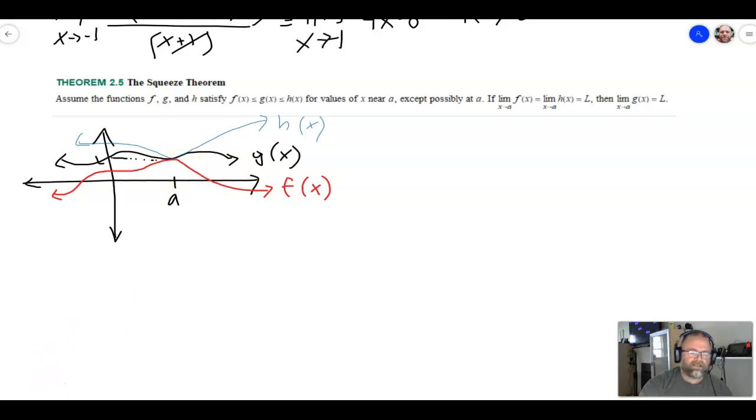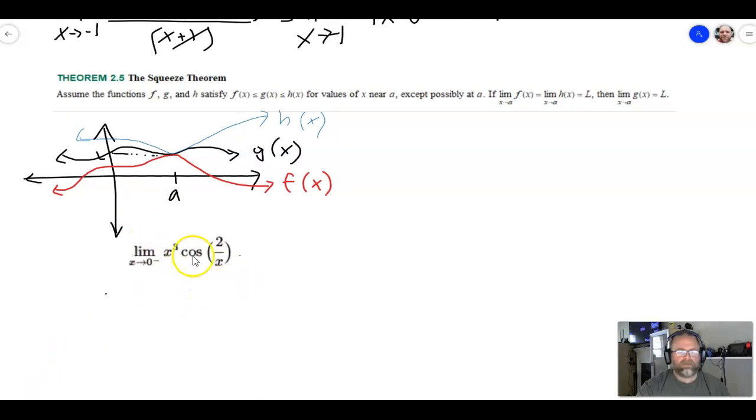So let's take a look at an actual example and see how that works. Alright, so let's take a look at this limit. This is the limit as x approaches 0 from the left, so we're only looking at negative values of x, of the function x cubed times the cosine of 2 over x. Now, if we try to put a 0 in there, notice that we're going to get 0 times the cosine of 2 over 0. And this is going to be undefined, so we really can't take the limit of this in the normal way that we have been. So what we're going to do is attempt to use the squeeze theorem.